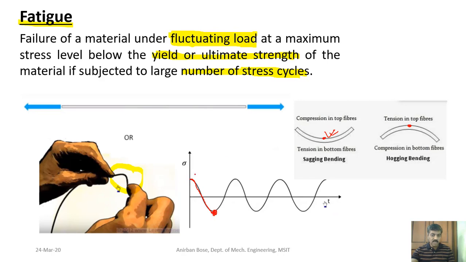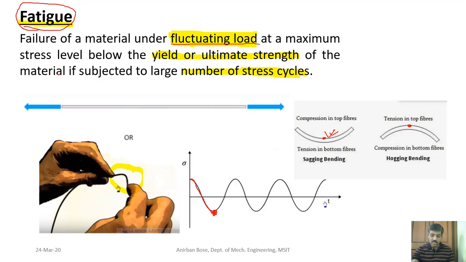So these are a kind of repetitive cycle that is taking place, and that's why this is a kind of fluctuating load. You are applying a fluctuating load, and because of that the material fails earlier than yield or ultimate. So at a lower stress level the material fails, and this kind of failure is called fatigue.